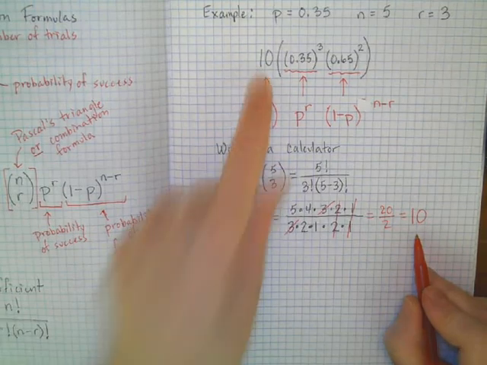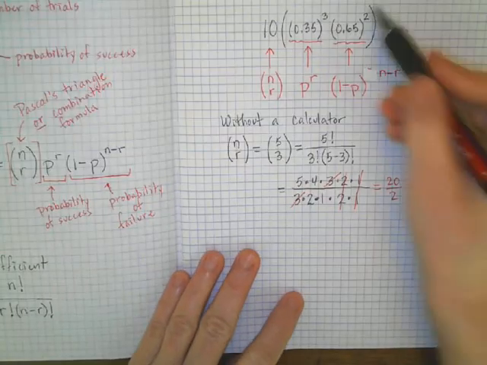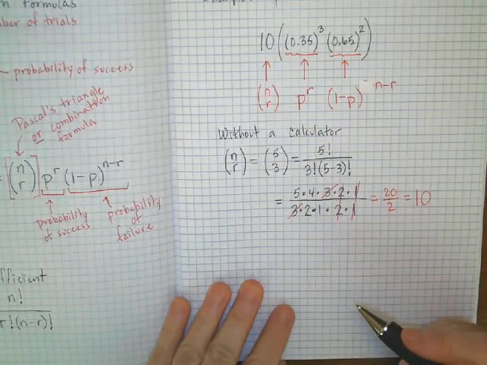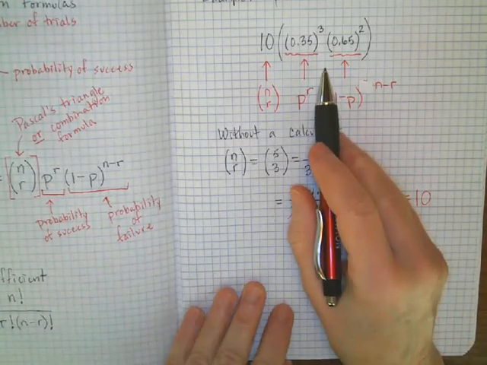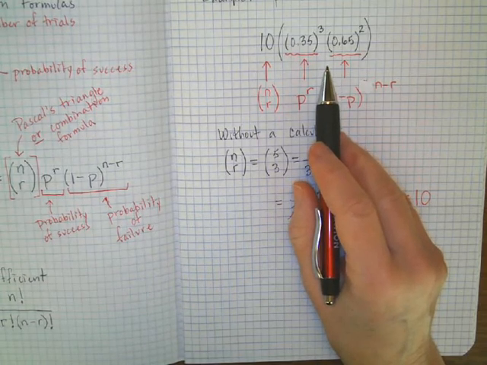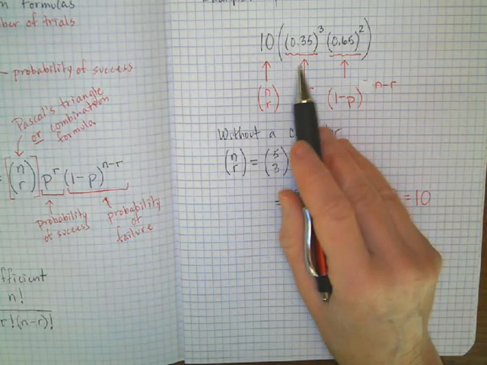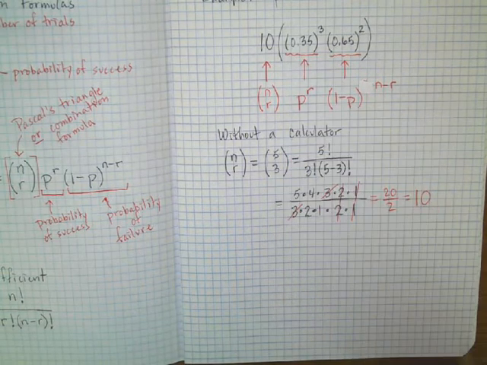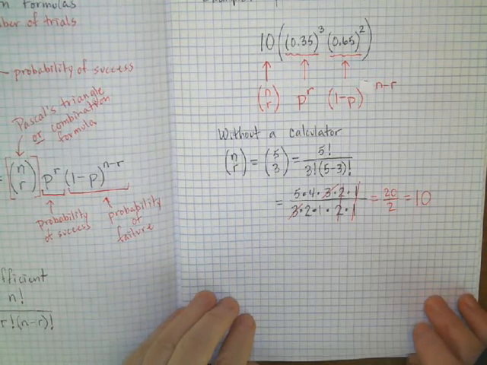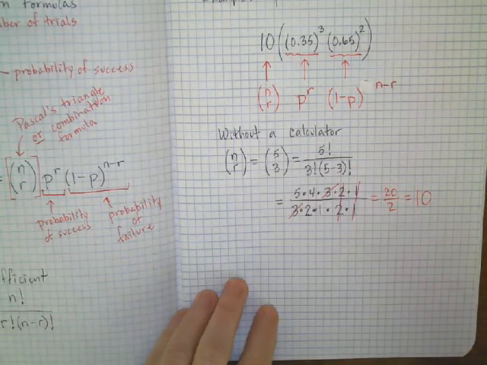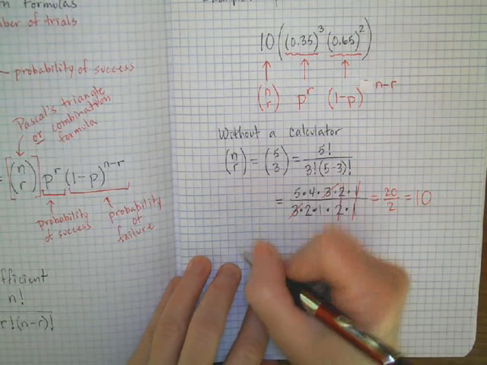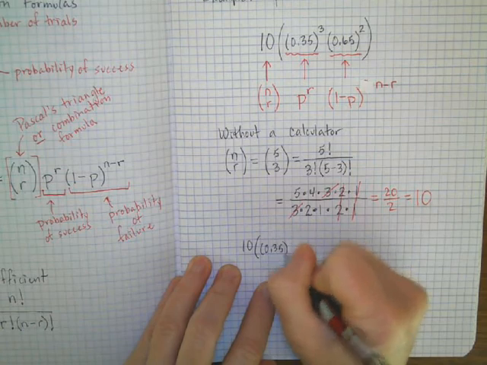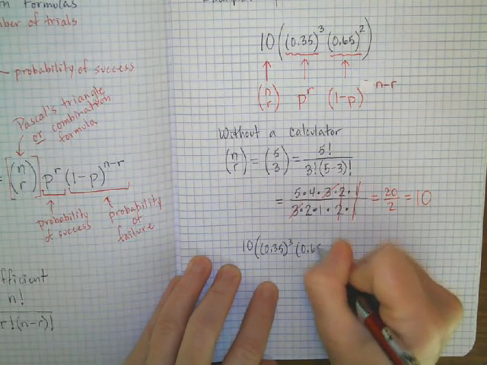Okay, so then at this point, I would have this, and I would not want to multiply this out by hand. If I was not allowed to use a calculator, I'd probably just leave it. Hopefully, if you're doing this without a calculator on the test, they'd give you nice simple ones like fractions, like 1/4 and 3/4 and small numbers, right? But this we would definitely do with a calculator. Okay, so let's go ahead and answer this. So I'm going to have 10 times 0.35 to the third times 0.65 squared.